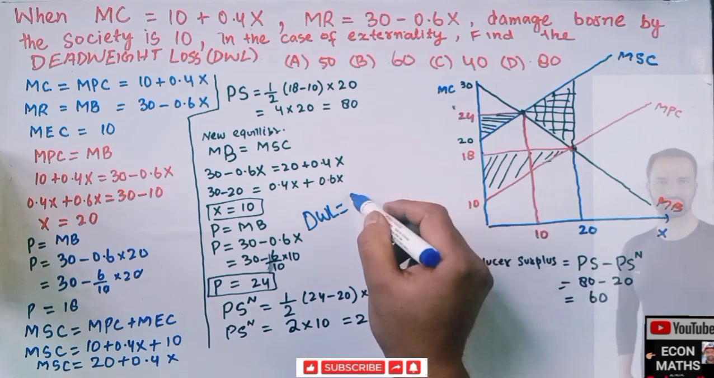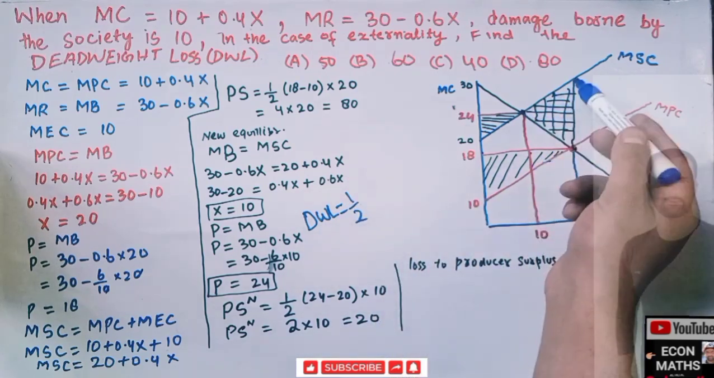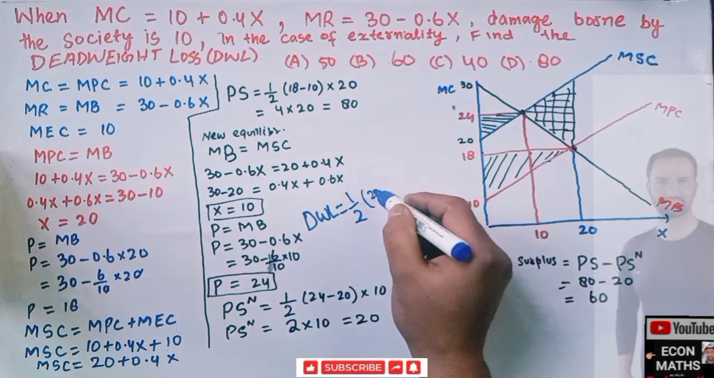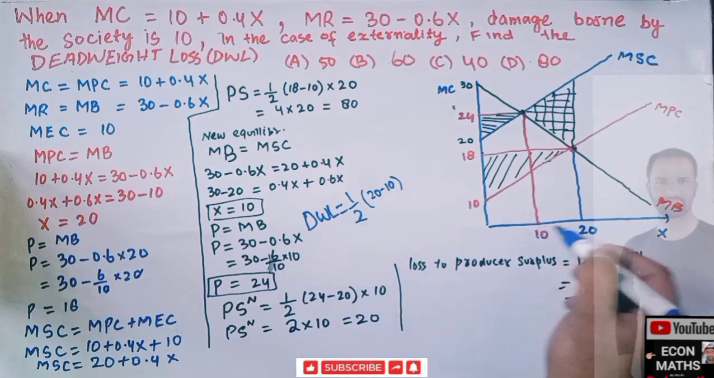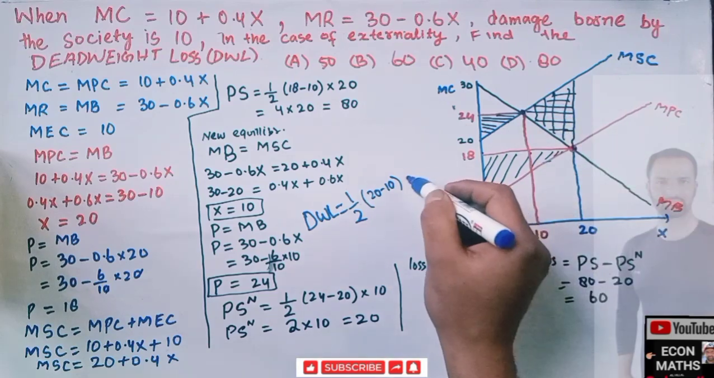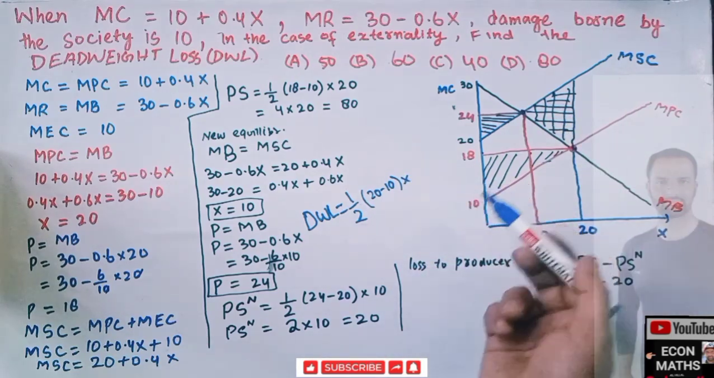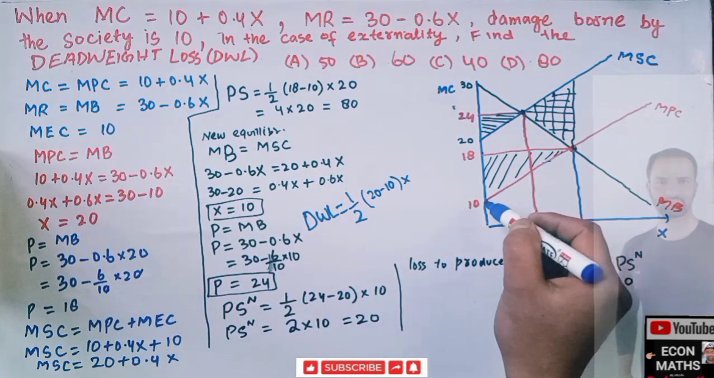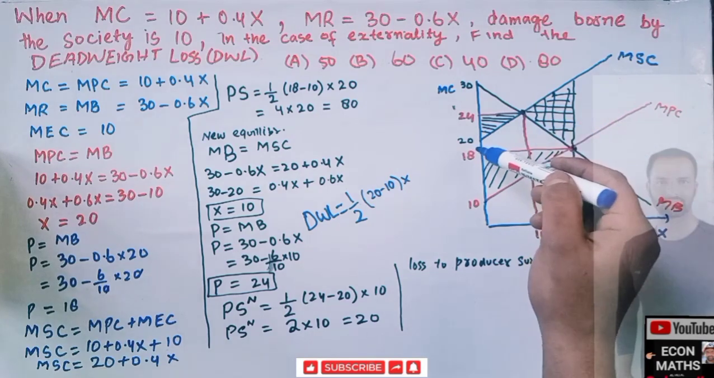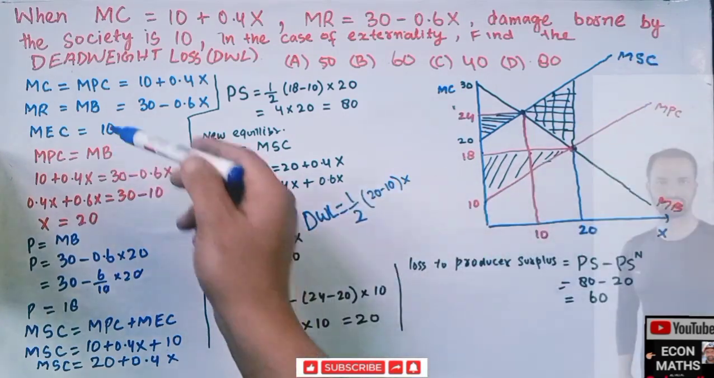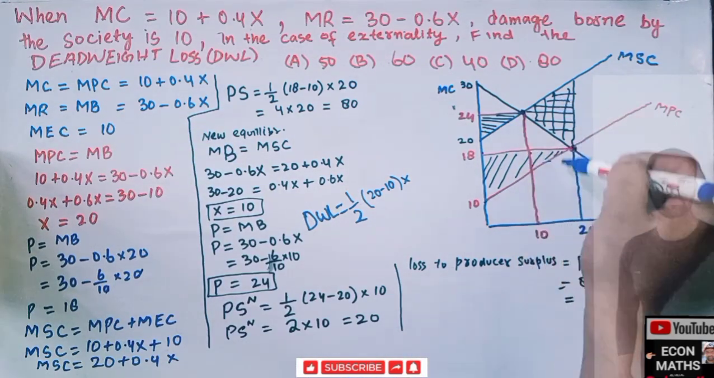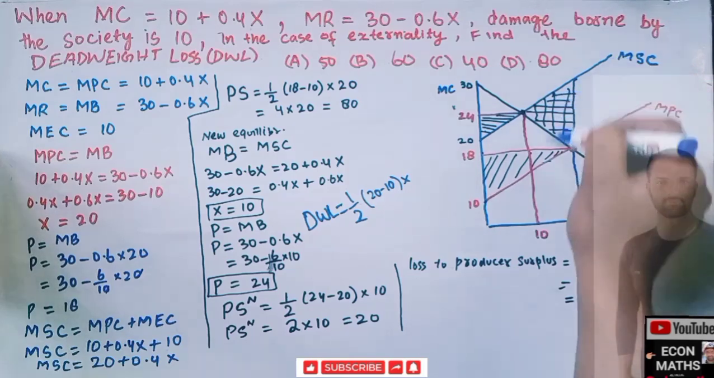So deadweight loss will be 1/2 of the area of this triangle. What is the area? We have 20 minus 10, that means this base, this distance is 10, into the vertical height. Vertical height is marginal external cost, this 10, because ordinarily we were at this marginal private cost. This curve has shifted and became marginal social cost only when we included marginal external cost. So this vertical distance will be 10.